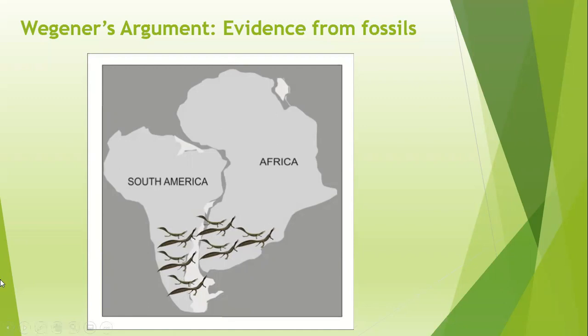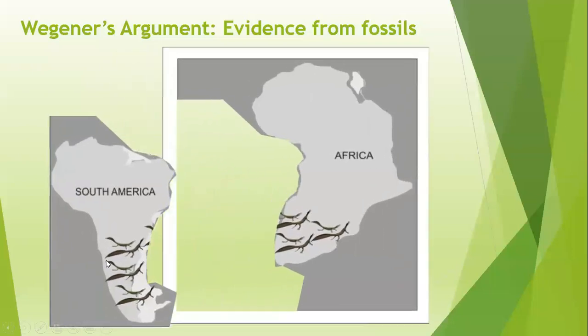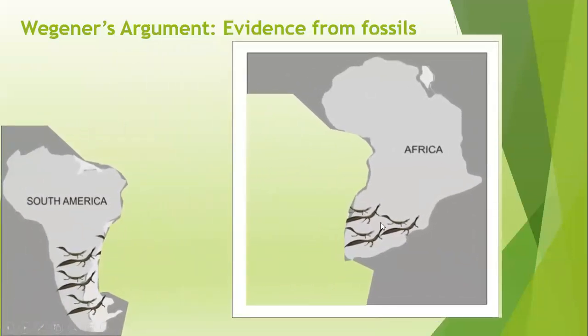After that, when Pangaea started splitting, what happened? Because of the continental drift, South America went far away and Africa went far away. Some of the fossils are left here and some of the fossils are left here.